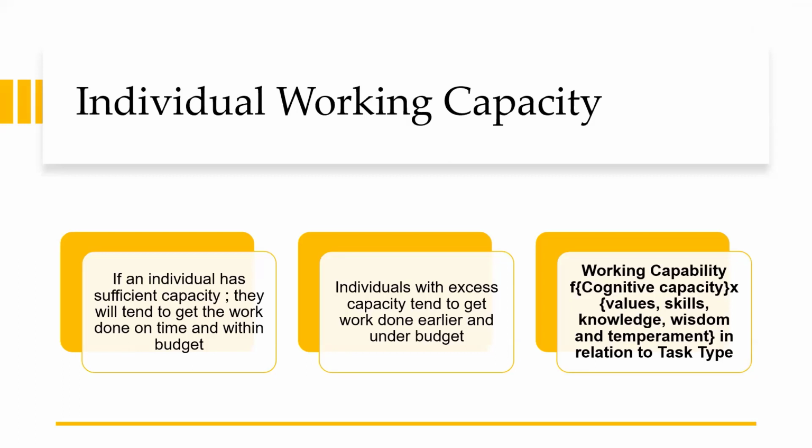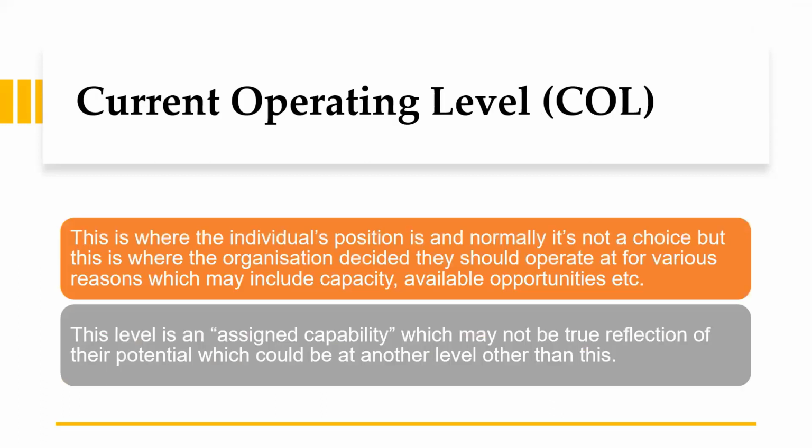Remember, I had already highlighted that if an individual has sufficient capacity, they will tend to get the work done, and most of the time in budget. Individuals with excess capacity tend to get work done earlier and under budget. We have already talked about the cognitive capacity. There is what is called the current operating level. If you really want to use the technical term that Elliot Jacquet was using when doing capacity assessment, they call it a current operating level. You need to take note of this.